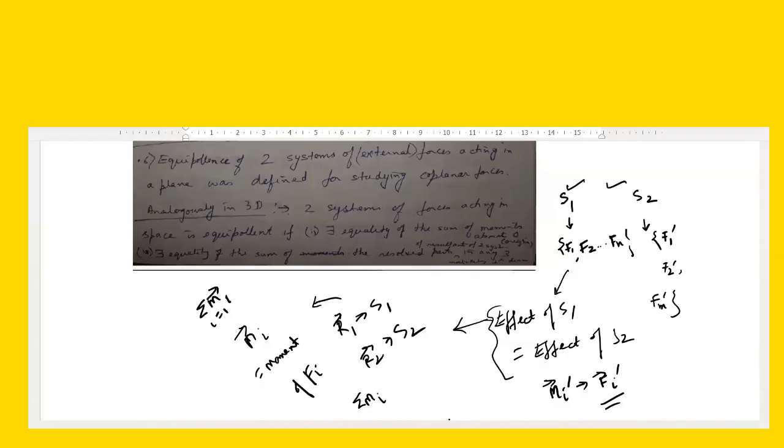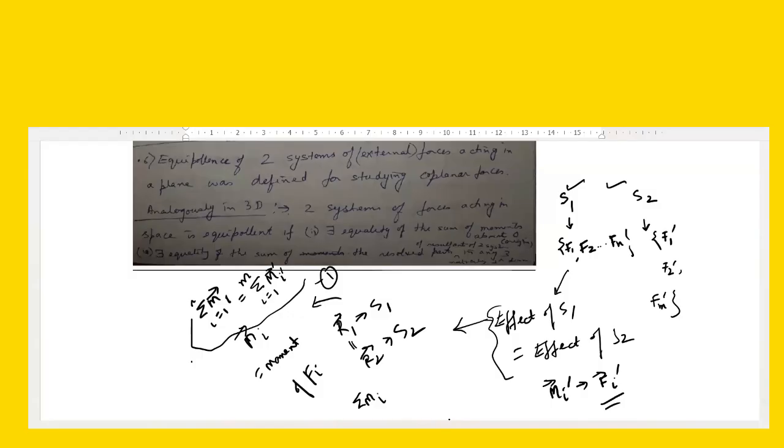with i from 1 to n to be equal to the summation over Mi dash with i from 1 up to m. If these two systems are equivalent, then this should be equal, and also R1 and R2 should be equal. That means if R1 and R2 are equal, then whenever we resolve them along any dimensions, here three dimensions we are considering, the components also should be the same.